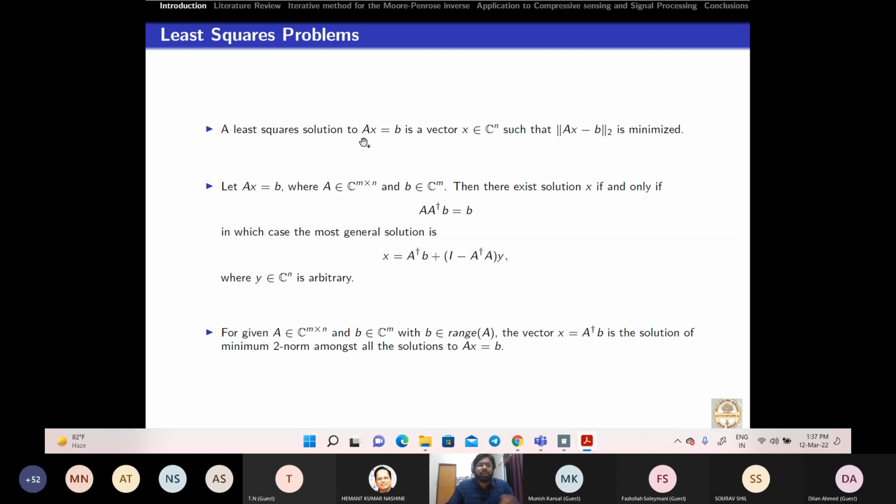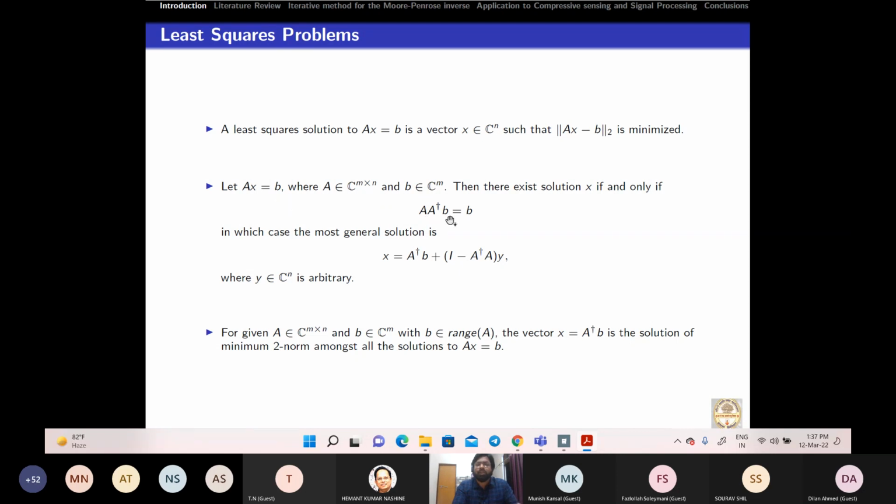Like you have the problem Ax equal to b, x in C^n. Suppose we have a case where sometimes the system of linear equations has infinitely many solutions. Suppose A is an m cross n matrix and its rank is less than n. So the system has infinite solutions. Understand? So what is the good thing about the Moore-Penrose inverse solution?